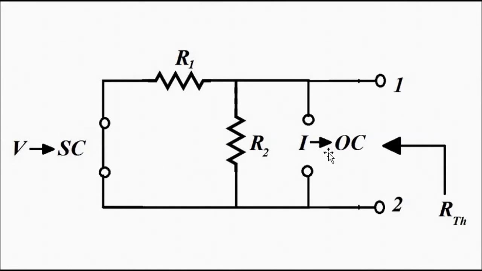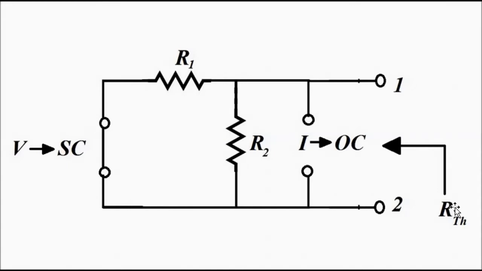So with this being done, the equivalent resistance is calculated across the same two terminals, series or parallel equivalent, in whichever way the resistors are connected, we have to determine the equivalent resistance. So that equivalent resistance with all the independent sources deactivated is the Thevenin resistance.